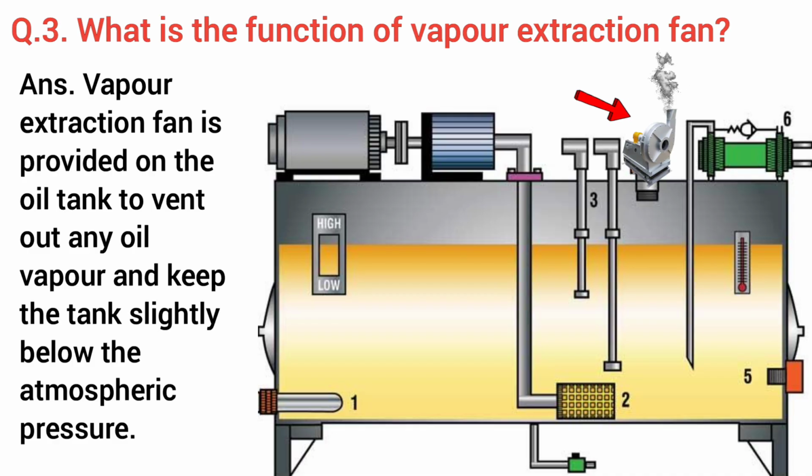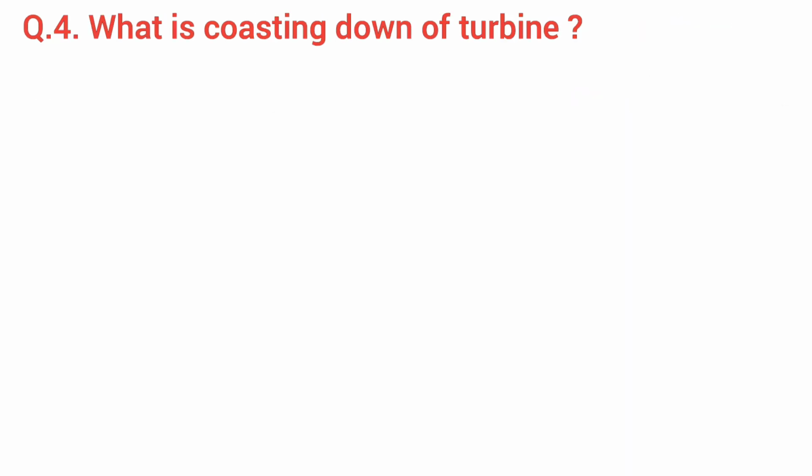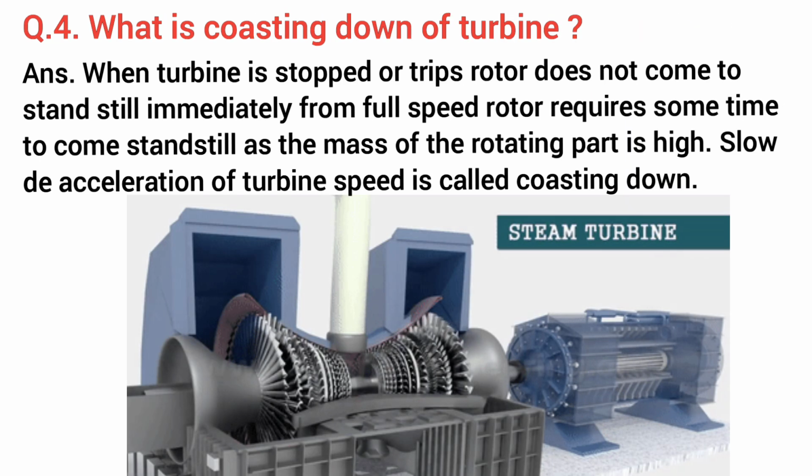What is coasting down of turbine? When turbine is stopped or trips, rotor does not come to standstill immediately. From full speed, the rotor requires some time to come to standstill as the mass of the rotating part is high. Slow deceleration of turbine speed is called coasting down.